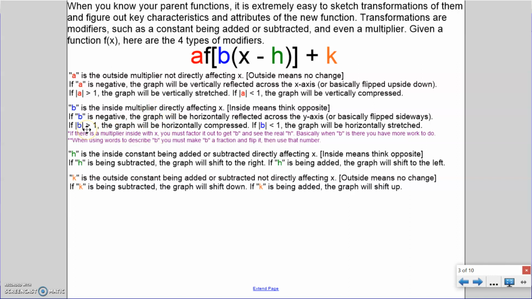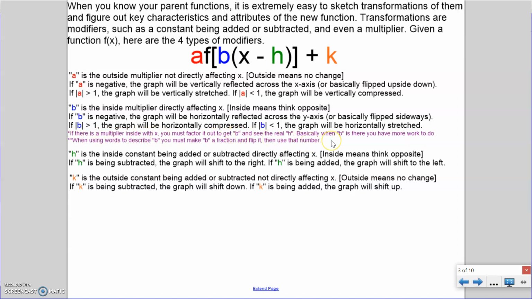If the absolute value of b is bigger than 1, you actually will have the graph being compressed horizontally. So earlier, bigger than 1 means stretch, but now bigger than 1 is compressed, and this is horizontal. Alright, if the absolute value of b is less than 1, earlier smaller than 1 was compressed, but now it's going to be stretch. Alright, now if there's a multiplier outside or inside with x, you must factor it out to get b and see the real h.